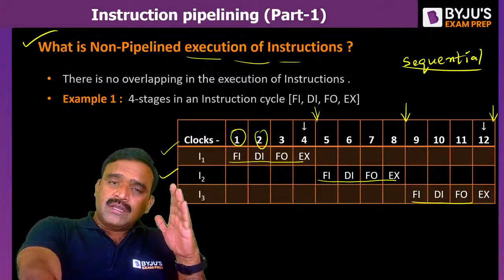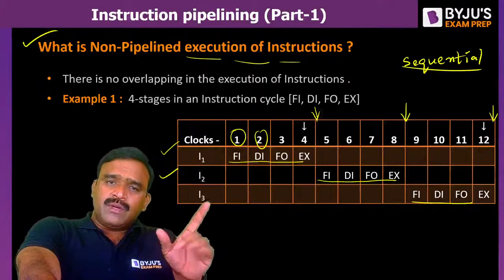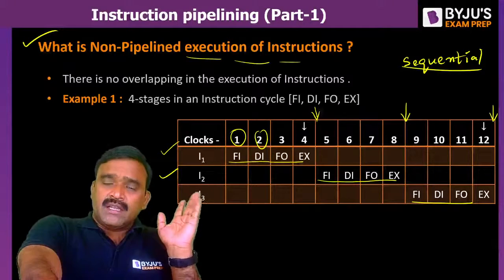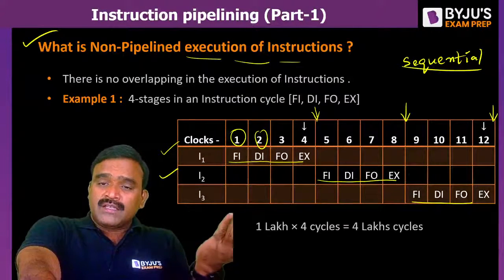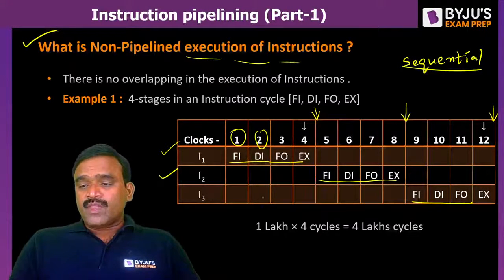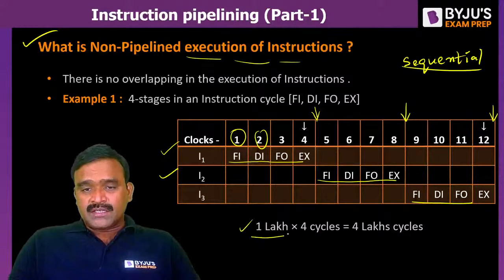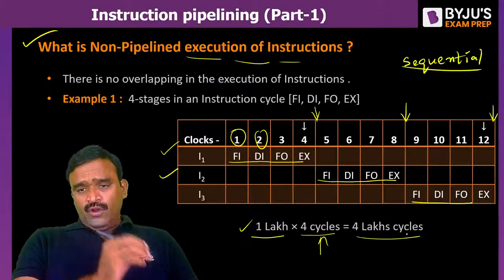So how many instructions am I executing here? Any number of instructions, but every instruction takes 4 cycles. If you execute 1 lakh instructions, 1 lakh into 4, that is 4 lakh cycles, will be taken like this. With no overlapping, 4 lakh cycles will be considered here.